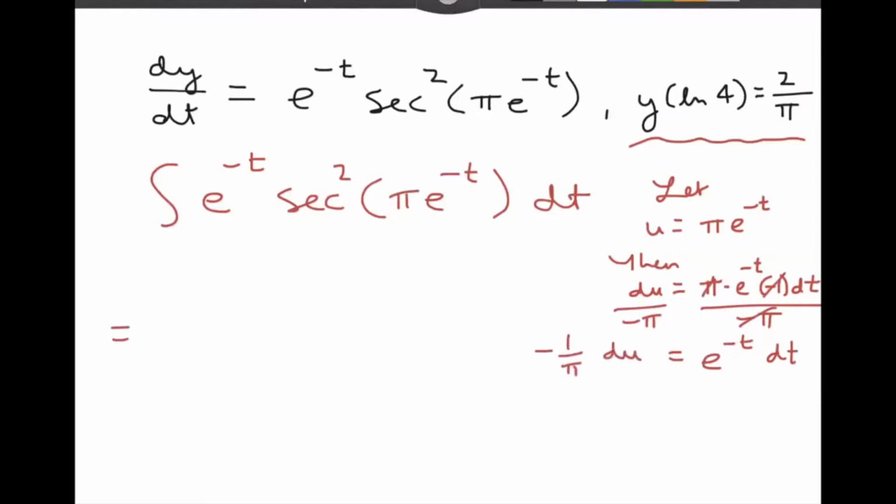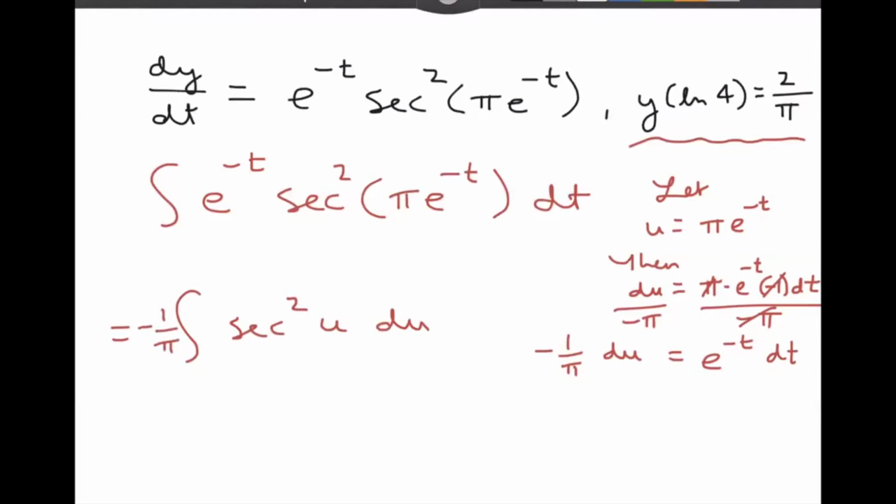All right, so here's what we have. We have secant squared of pi e to the negative t is going to become secant squared u. And then e to the negative t dt is going to get replaced with negative 1 over pi du.